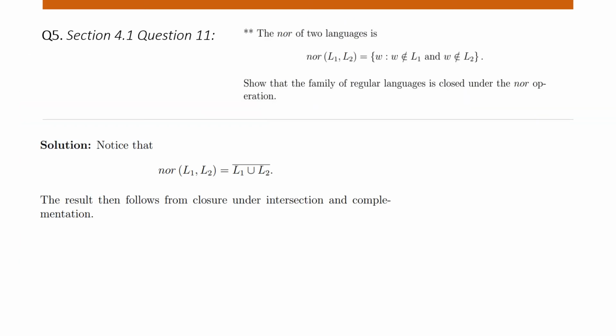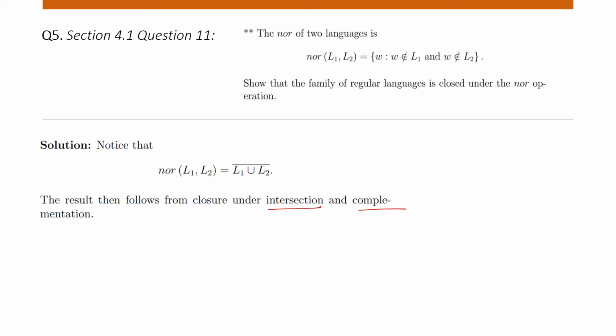All right, so now we have the NOR of two languages, which means that for any string, the string is not in L1 and the string is not in L2. So you can see that the NOR means the union of the two languages. If it's not in L1 and it's not in L2, then you take the union of those two and you complement that union. And we know that regular languages are closed under union. They are also closed under complement.